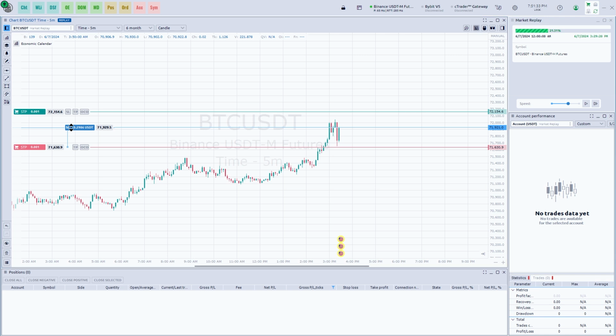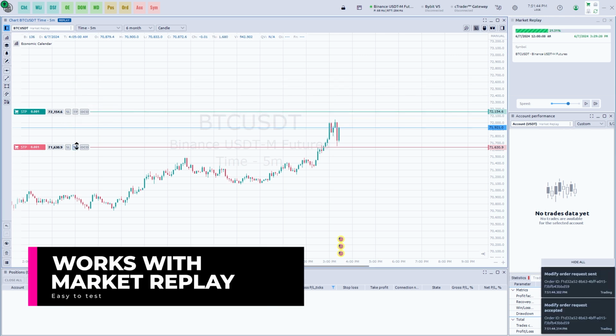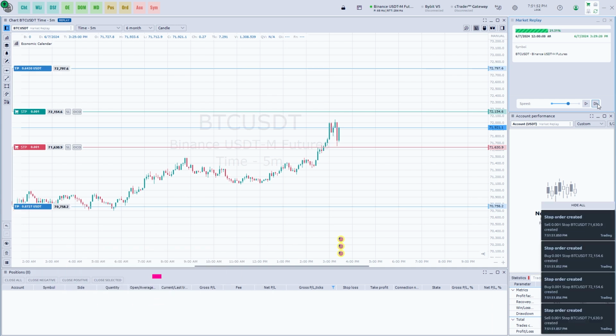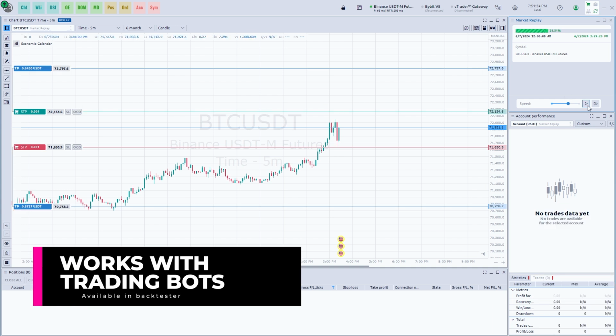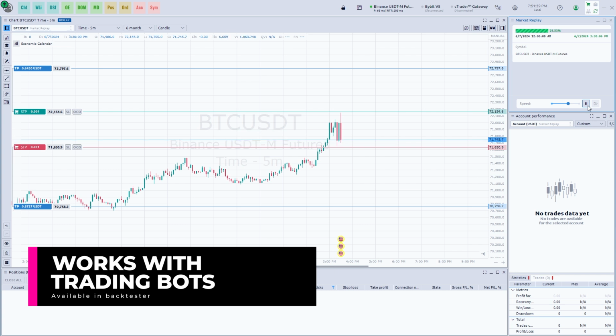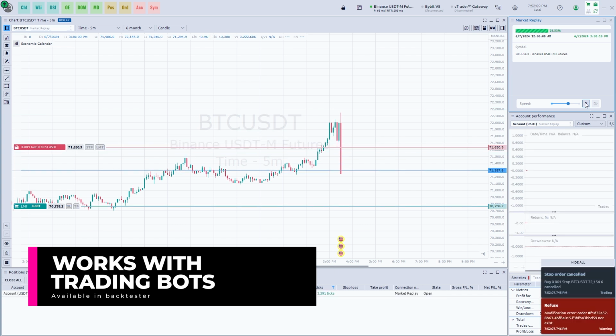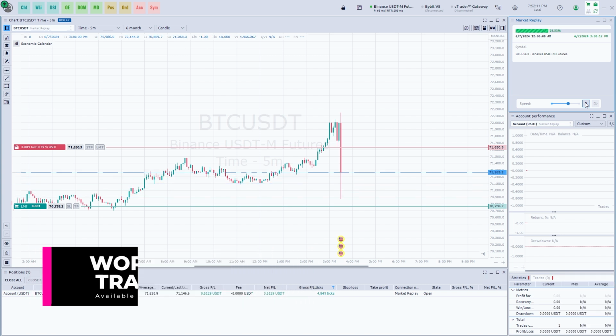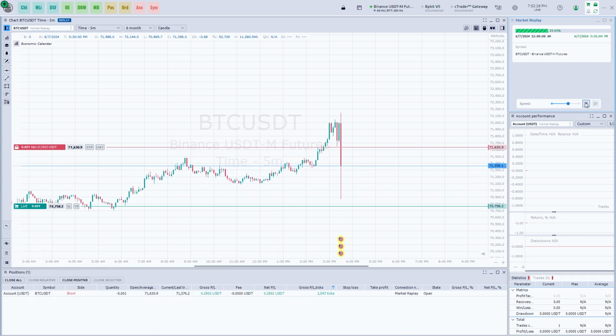The indicator easily integrates with your algorithms and works in market replay mode. So you can practice using it in your manual trading strategies, or you can use it inside your trading bots. It is perfectly suited for this and works in the backtest mode, which makes it an ideal tool for automated trading. In addition, the indicator is free and easily available for download. It will be a great addition to your trading strategy, both manual and algorithmic.